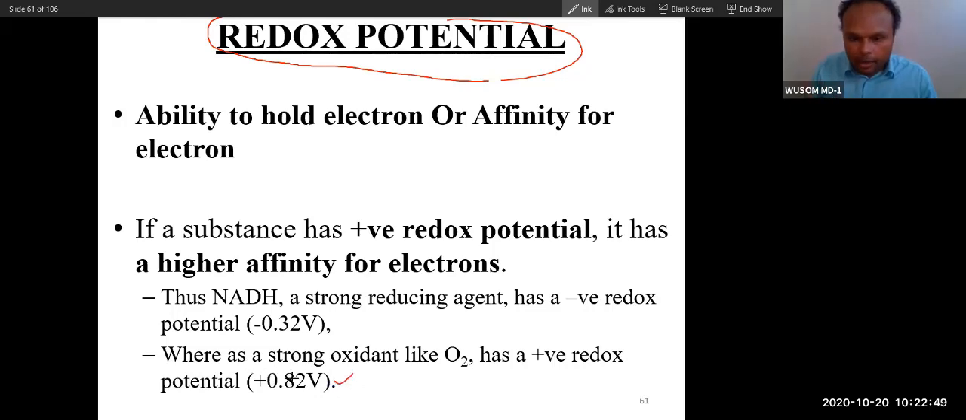If some element has a very high redox potential, it is given a more positive number. If some element has a very low redox potential, it is given a negative number. So you can see NADH is given a negative number, and oxygen is given a positive number. So oxygen is very capable of sucking electrons from NADH.